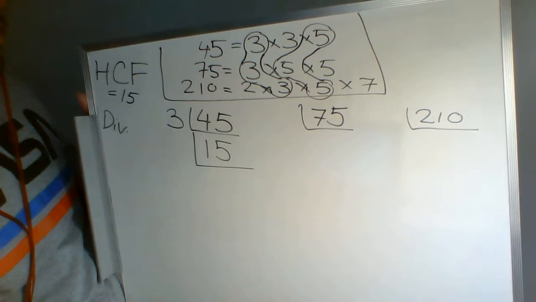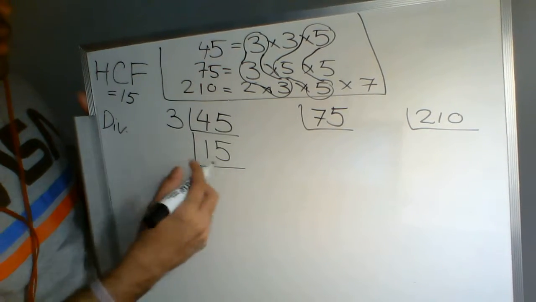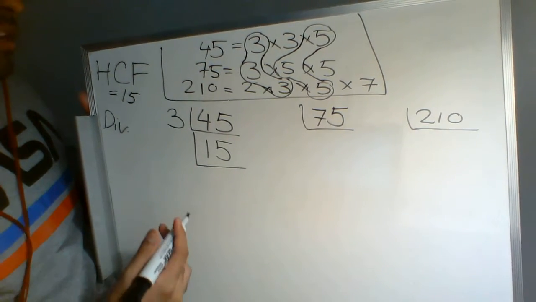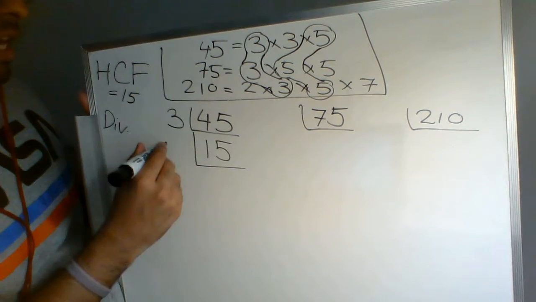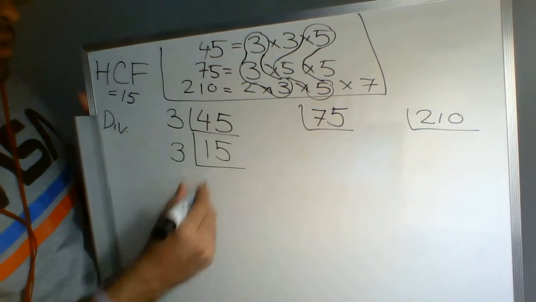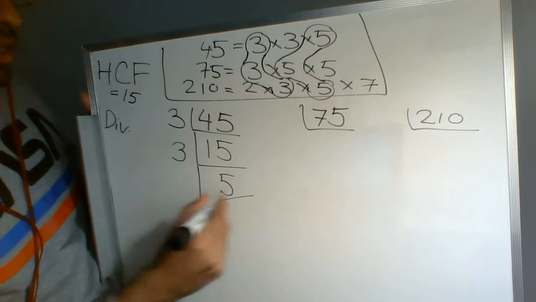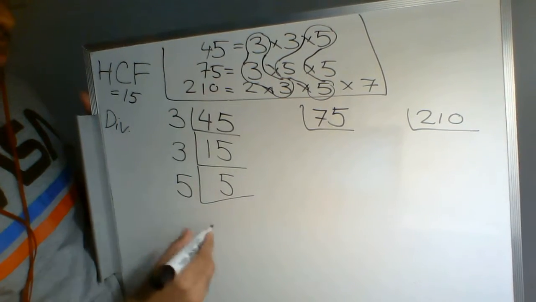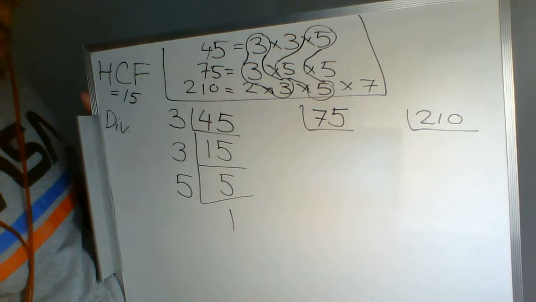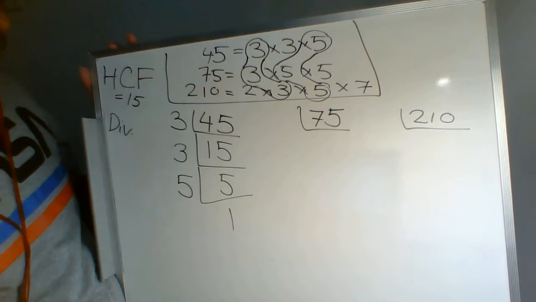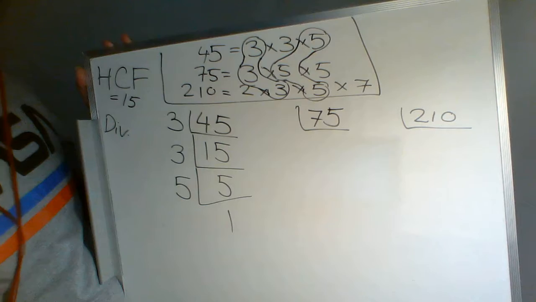45 divided by 3 is going to give us 15. Put another one. We're going to keep doing this until we get a 1 at the bottom. 15, it's not even, so we can't use 2, but we can use 3 again. 15 divided by 3 is going to give us 5. And then 5 is divisible by 5, and that's going to leave us with a 1 at the bottom. So we're done there.